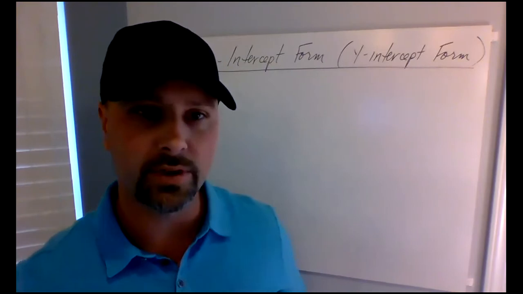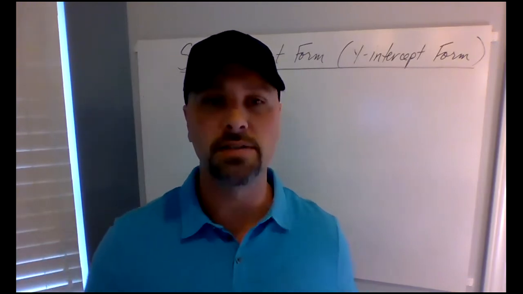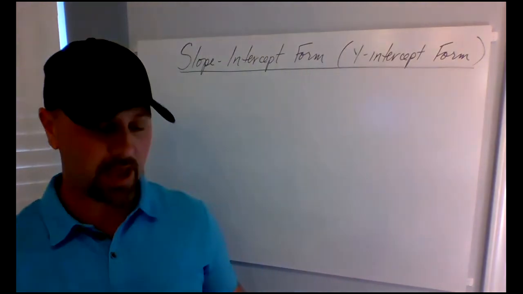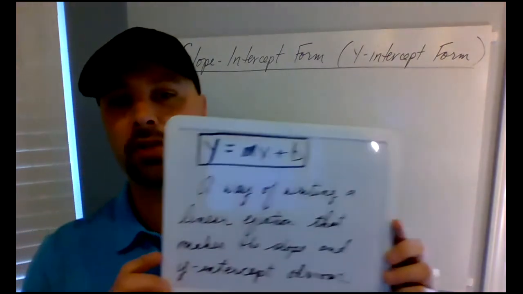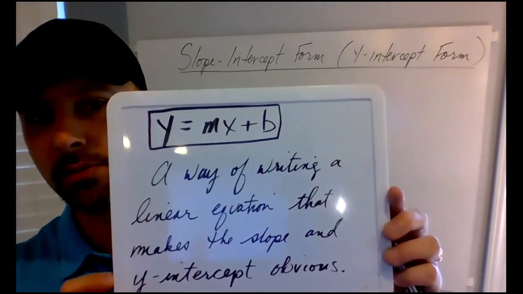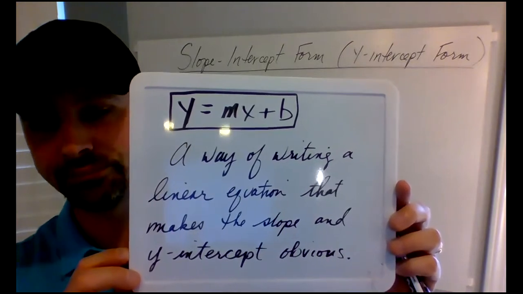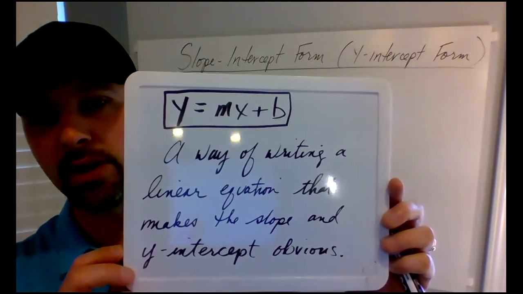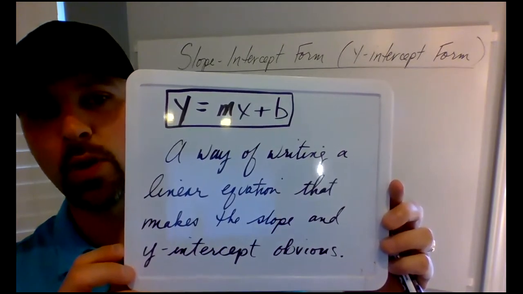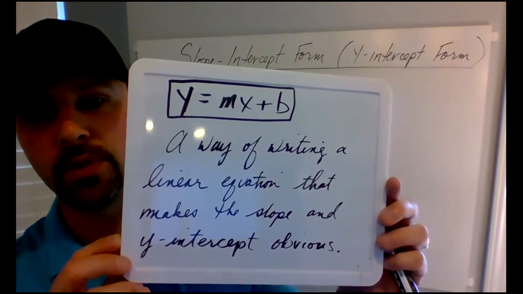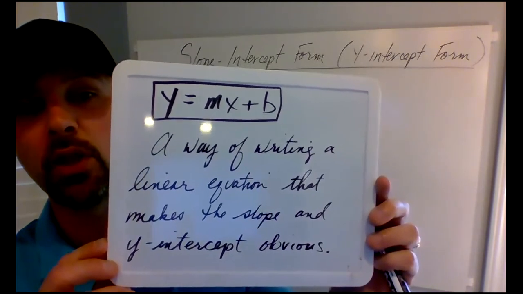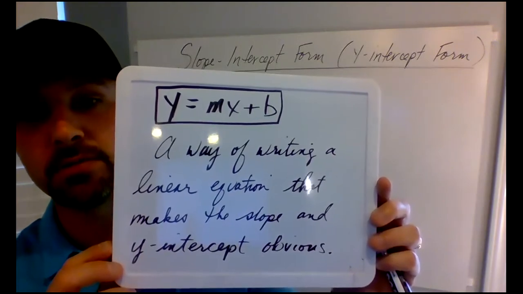Okay, so first off, what would I define slope-intercept form as? This is what it is: y equals mx plus b. So just get used to hearing that. It's a way of writing a linear equation that makes the slope and the y-intercept obvious.